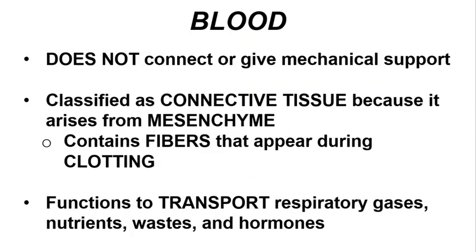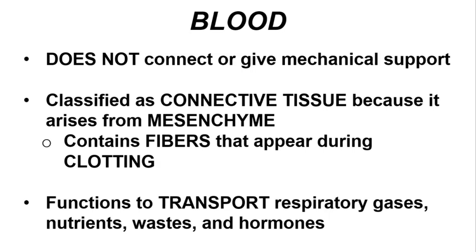Our final connective tissue is blood, and blood is a very unique connective tissue in that it does not function to give mechanical or structural support. So instead, it's going to function to transport respiratory gases like oxygen and carbon dioxide. It's going to transport nutrients like carbohydrates, amino acids, and lipids, and it will also transport wastes to be eliminated. Blood will also serve as the major transporter of hormones from the endocrine system.